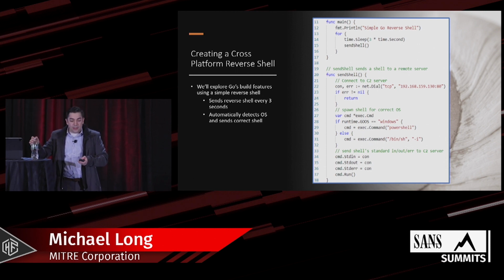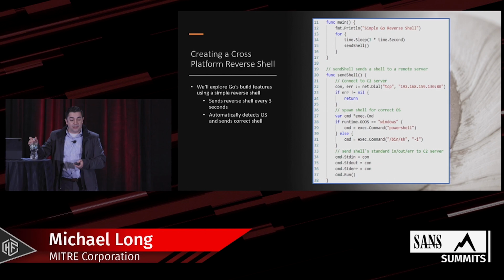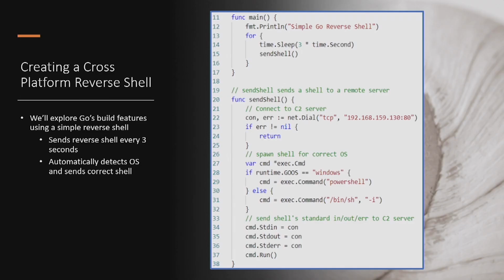So what I'd like to do now is walk you through the build process of a red team centric tool. On this slide, I have an example of a simple reverse shell. Basically, all it does is run in an infinite loop. Every 3 seconds, it tries to send a reverse shell to a socket. You can use this with Netcat. You can use this with certain Metasploit handlers, really easy to use.